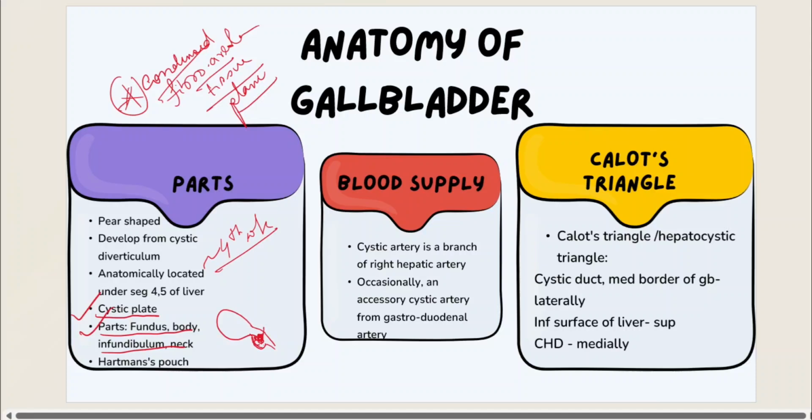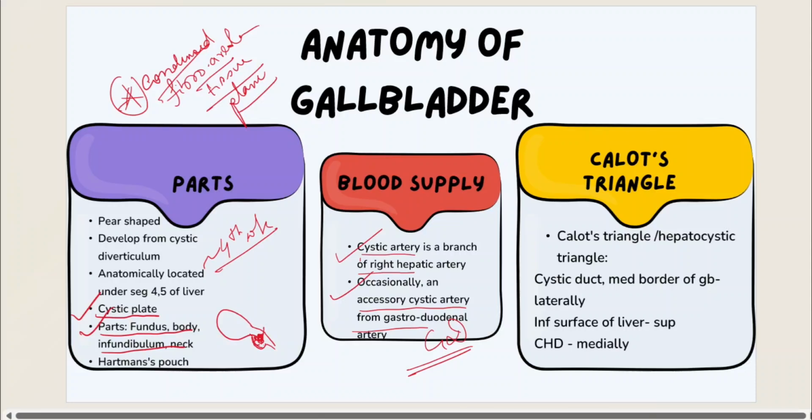Now, what about blood supply? The main blood supply to the gallbladder is from the cystic artery, which is a branch of the right hepatic artery. I'll show in the next slide the anatomy of the cystic artery, the course. Then sometimes we have seen that an accessory cystic artery is also found, which arises from the gastroduodenal artery. So this is the accessory cystic artery.